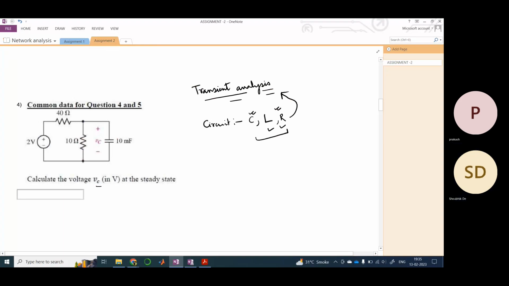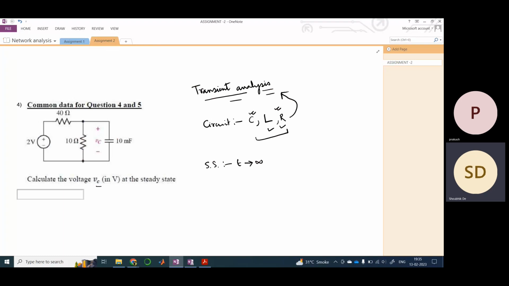It means you would be understanding that t is equal to infinity. So a long time has passed since you first applied the voltage.